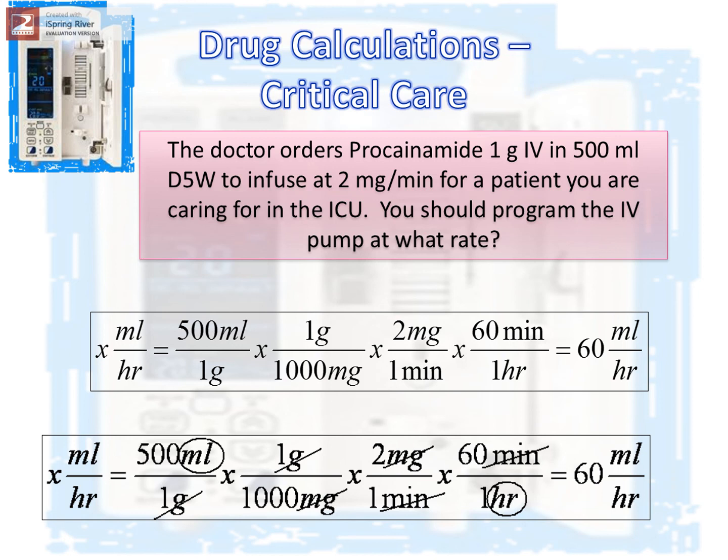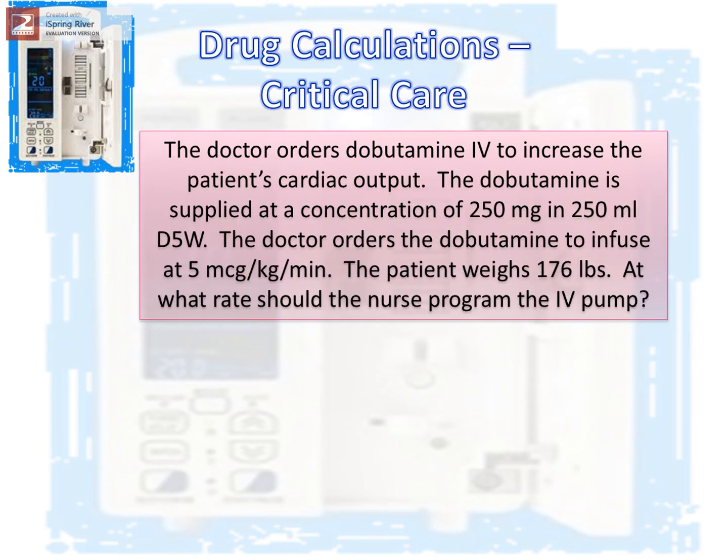The next one's a little more complicated than that, and it's the last one that we're going to be doing. Okay. The doctor orders dobutamine IV to increase the patient's cardiac output. The dobutamine is supplied at a concentration of 250 milligrams in 250 milliliters D5W. The doctor orders the dobutamine to infuse at 5 micrograms per kilogram per minute. The patient weighs 176 pounds. At what rate should the nurse program the IV pump?